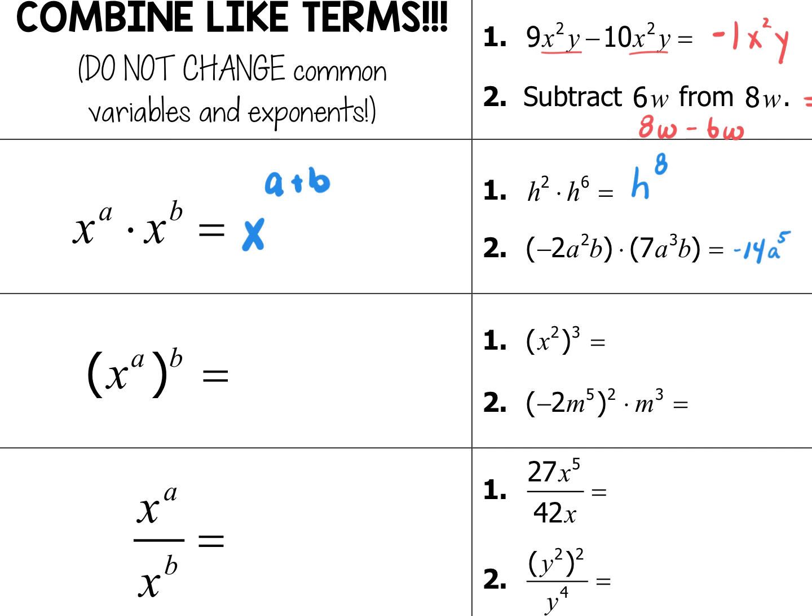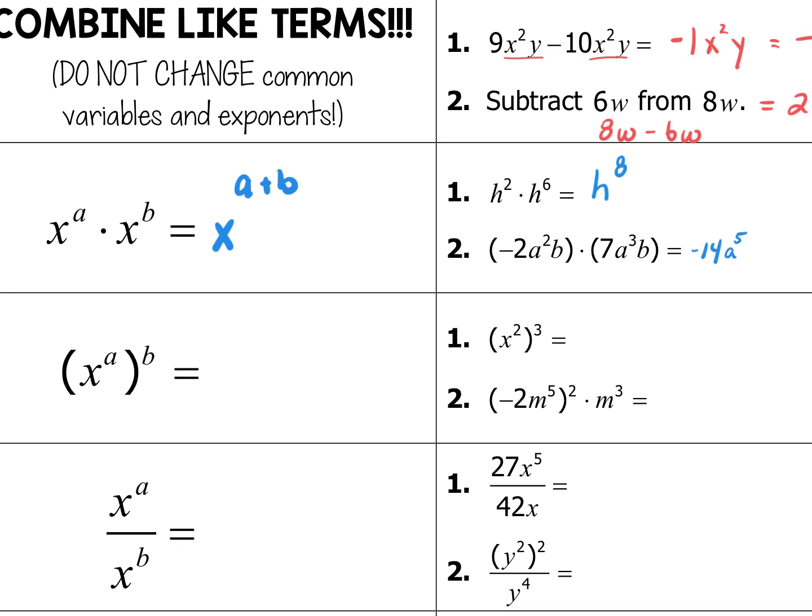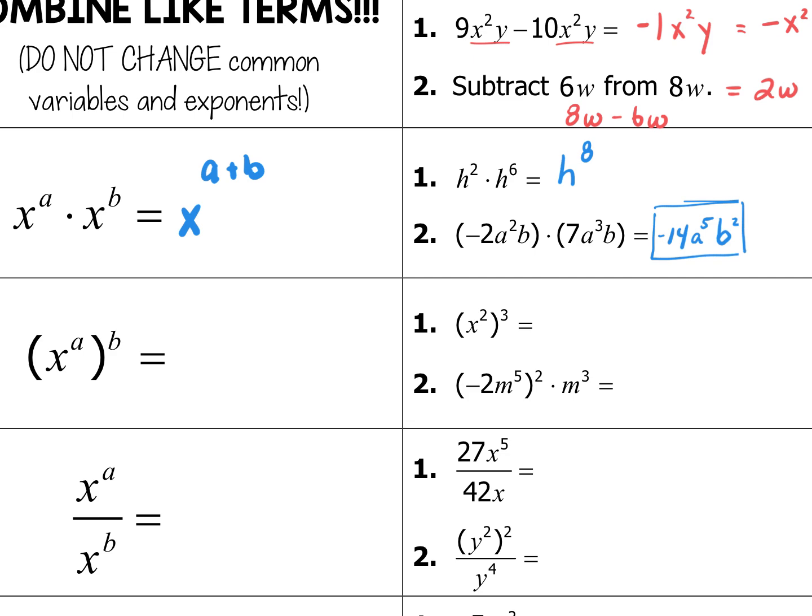If you said 5, you would be correct. And then we're going to do B. How many B's do we have now? If I add them together, I have 1B plus 2B's is this. All right, so here is my answer for example number 2.